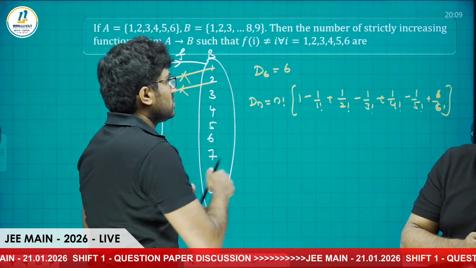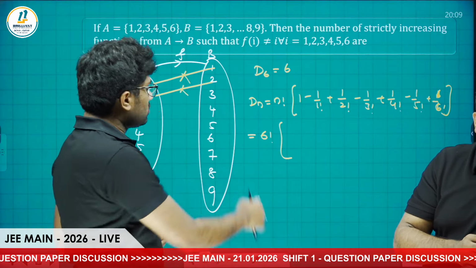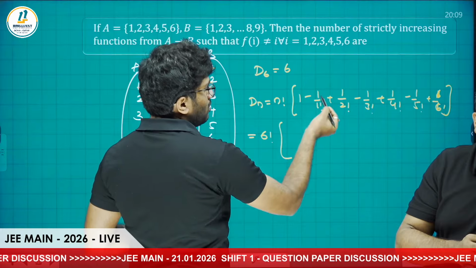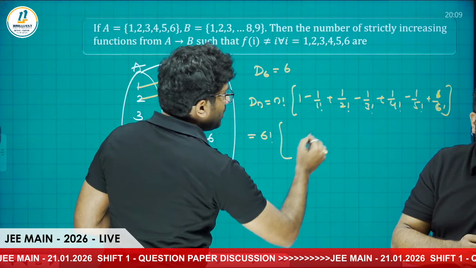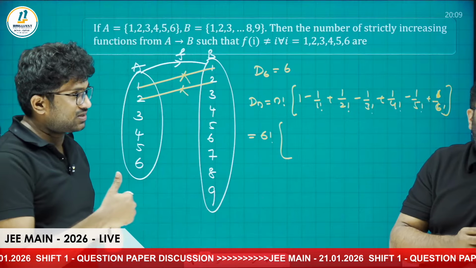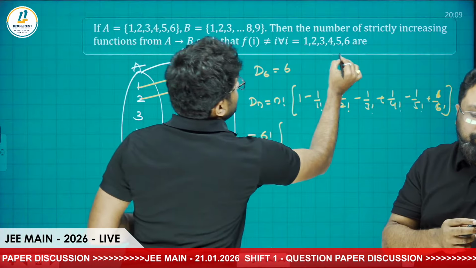So if you put n equal to 6 here, this is equal to 6 factorial into 1 minus 1 by 1 factorial plus 1 by 2 factorial, and so on. If we simplify this, the final answer is 28. 28 is the answer.